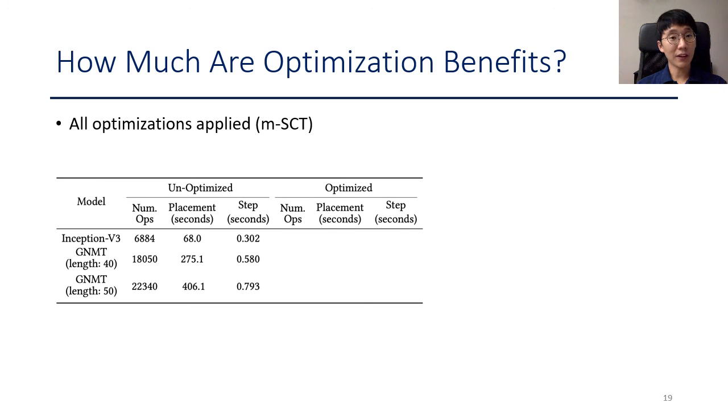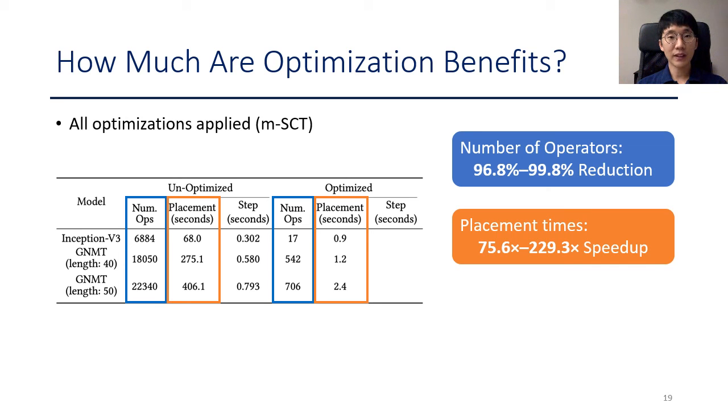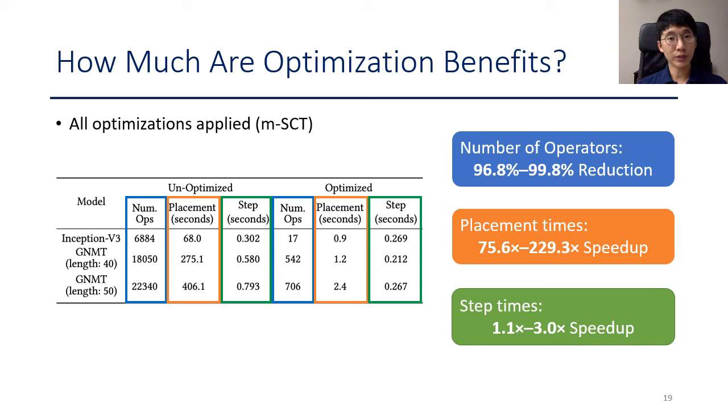The last evaluation is to see optimization benefits. After all optimizations are applied, the number of operators is reduced by 96.8 to 99.8%. The placement time shows around 76 to 230 times speed up, and the step time shows around 1.1 to 3 times speed up.